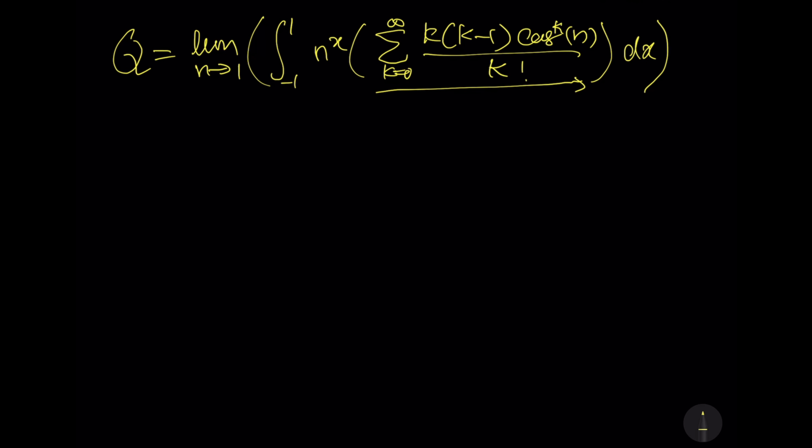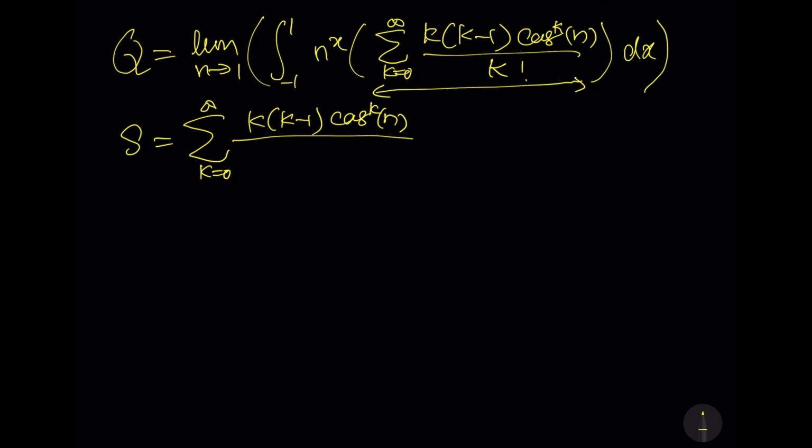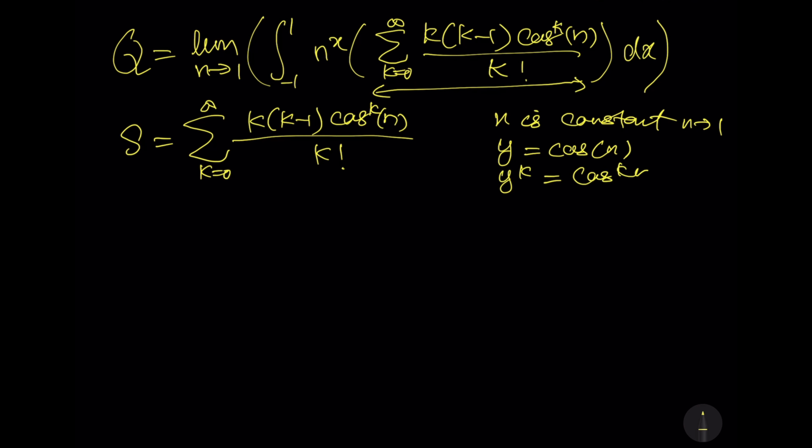First, focus on summation. Define s equals to summation k equals to 0 to infinity. Numerator is k multiply k minus 1 multiply cosine n power k, while the denominator is k factorial, where n is a constant that eventually goes to 1 or equals to 1. For simplicity, we define y equals to cosine n, and therefore y power k equals to cosine n power k. And then we update equation s.